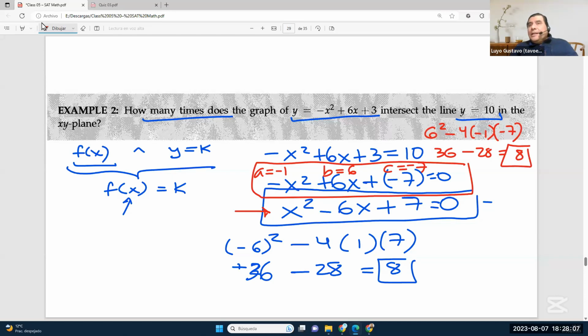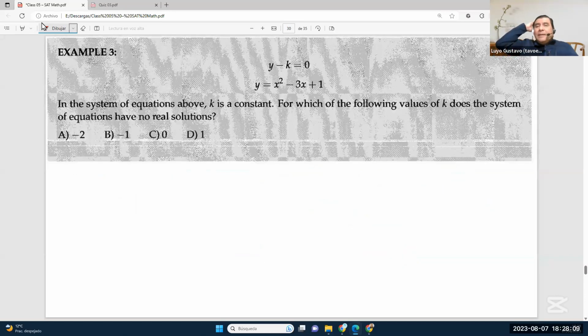Okay, let's see a couple more examples before you take the quiz. Okay, this one. In the system of equations above, k is a constant. For which of the following values of k does the system of equations have no real solutions? This is a good question, so you can try. See if you can put together all the concepts, all the dots in this lesson.